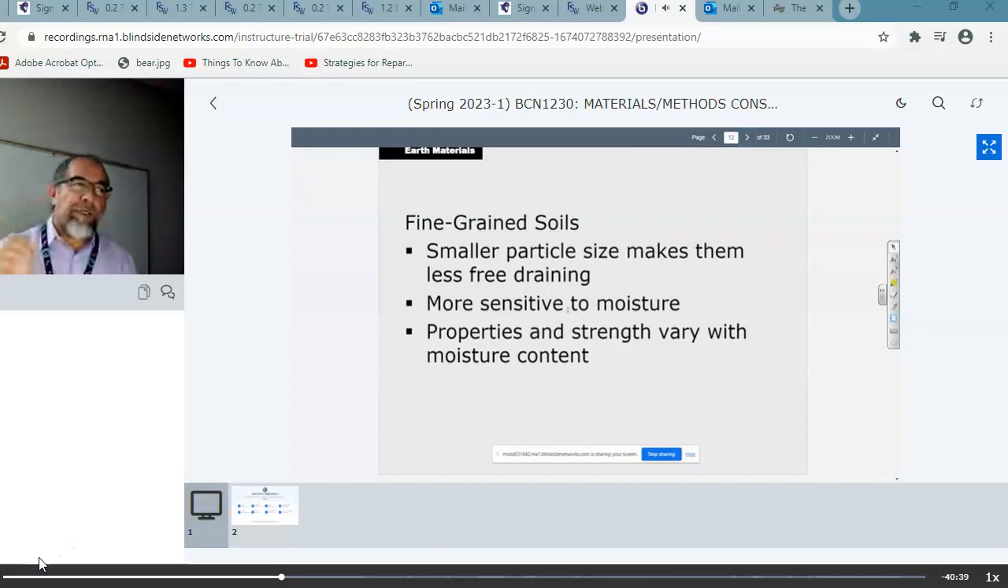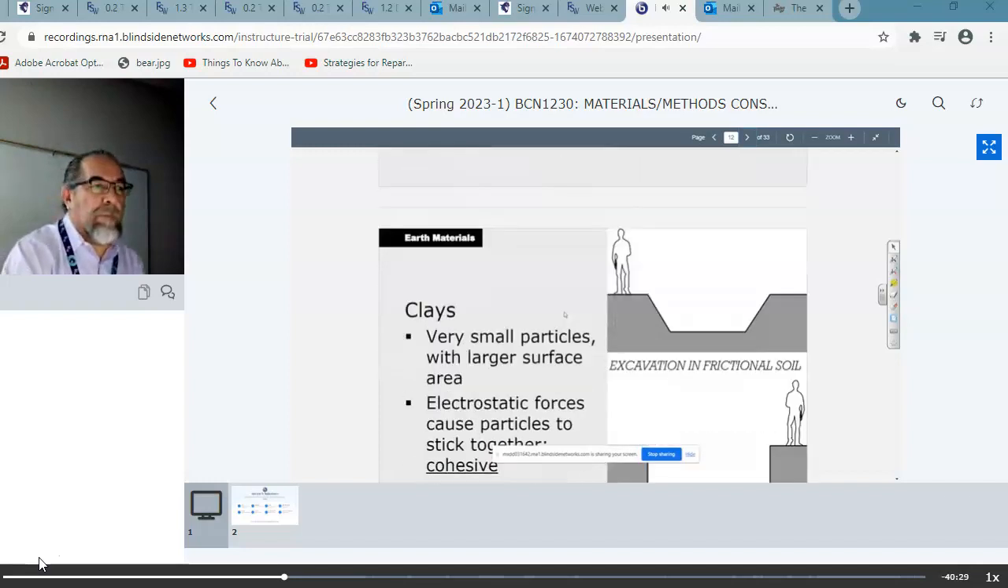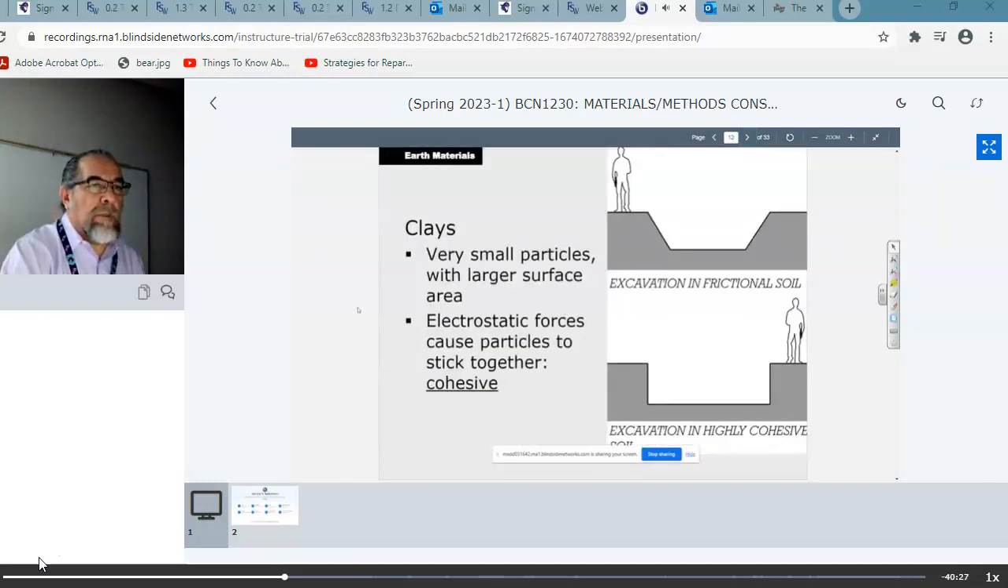Let's go a little bit more denser. We're going to go to fine grained soils. Particle size makes them less free draining, more sensitive to moisture. Properties and strength vary with moisture content. Okay, so clay: very small particles with a larger surface area. Electrostatic forces cause particles to stick together, cohesive.